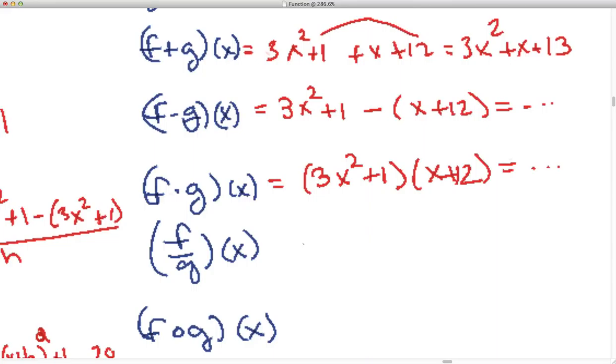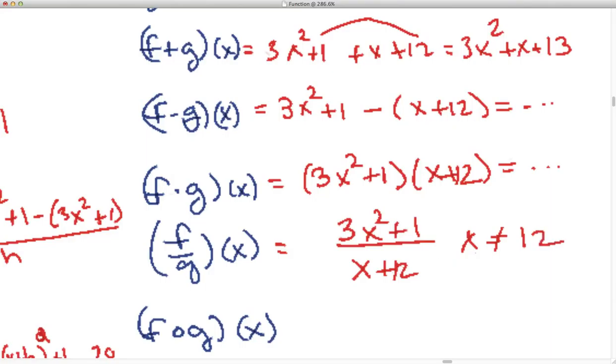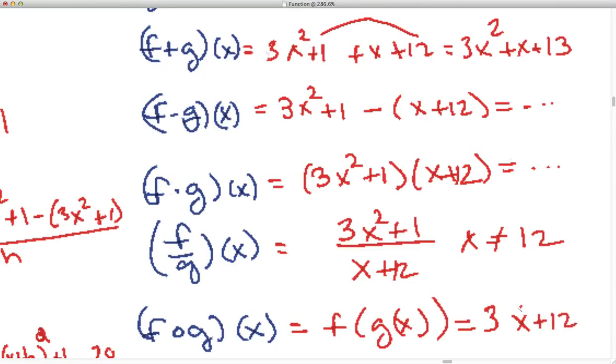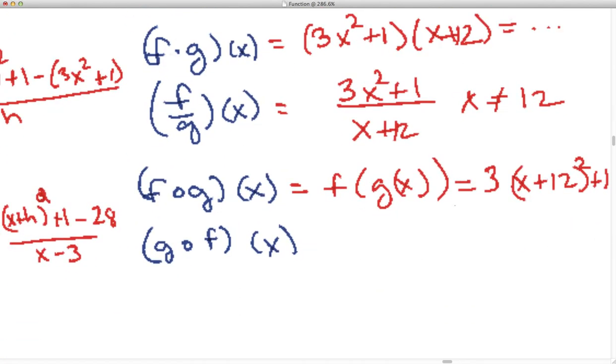And then there'll be an example video for each of these concepts, so check those out. Here we have 3x squared plus 1 over x plus 12, and x cannot equal negative 12 because the denominator can never equal 0. And then if we did the composite functions, that means f of g of x. That means plug in g of x everywhere you see an x in your original function f. So that would be x plus 12 squared plus 1 instead of the x, and then you would simplify that. Or if it was the other way around, it would be 3x squared plus 1 plus 12.